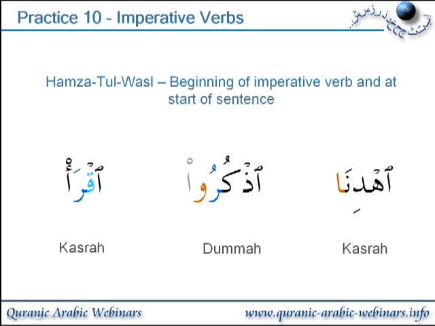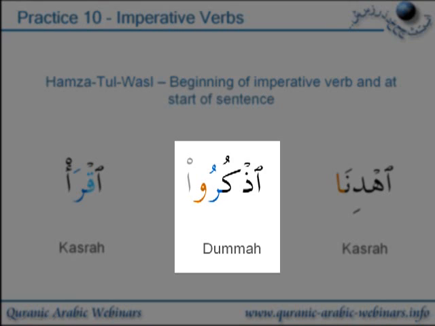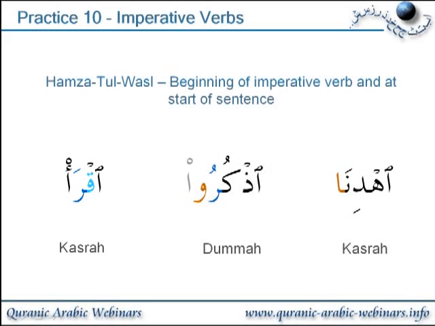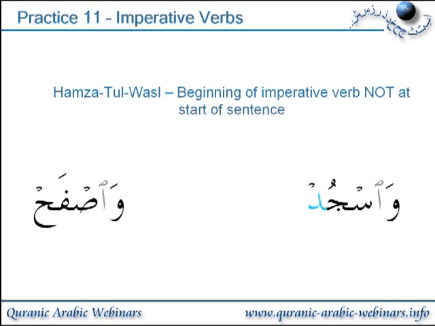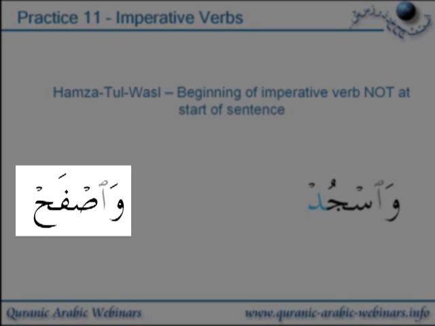So these three examples are: اهدنا, اذكروا, اقرأ. So that was just a brief reminder. You may have to go back to the lesson on Hamzatul wasl and Hamzatul qat to go in a bit more detail about that rule. So here's some examples of imperative verbs, but these are actually being joined to previous sounds. واسجد, وصفه.